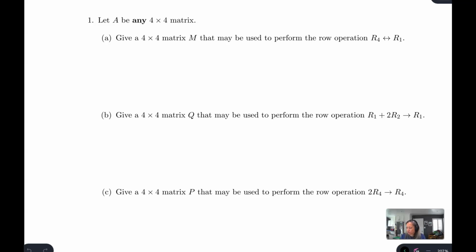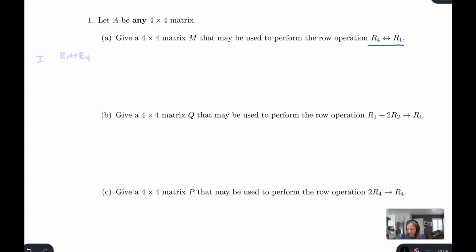First thing it said was let's create a matrix M that could be used to just swap row 4 and row 1. And we know if we want to get this matrix M, what we're going to do is take the original identity matrix and do a row 1 and a row 4 swap. Now, I'm not even going to write that out.